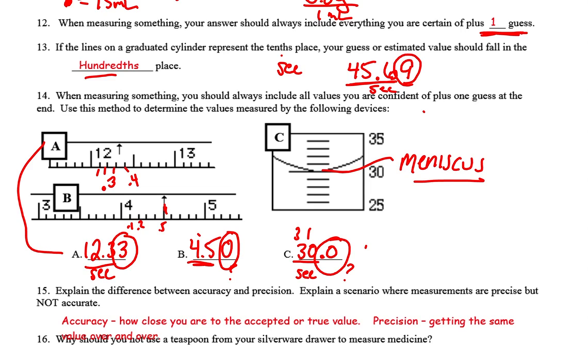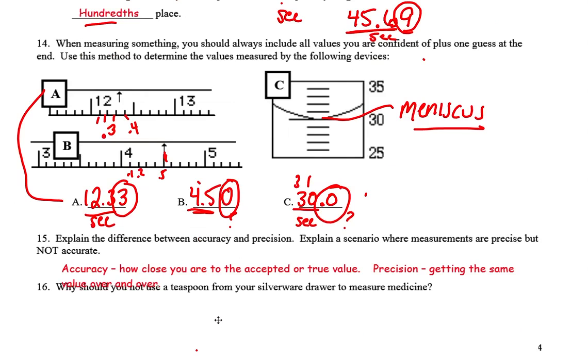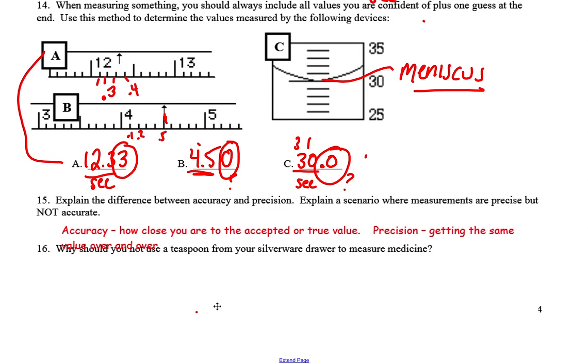Now this looks a little messy because of the way it copied, but hopefully you can read this, and I'll read it to you here. It says, explain the difference between accuracy and precision. Explain a scenario where measurements are precise but not accurate.